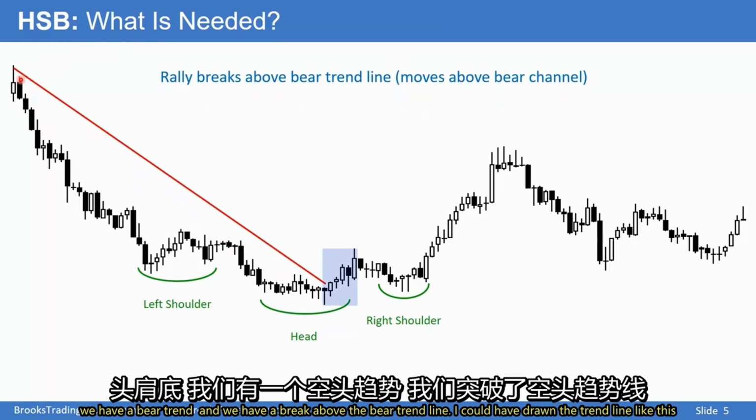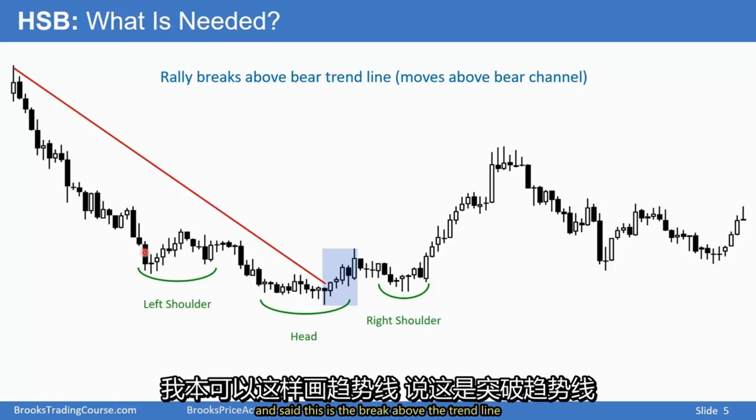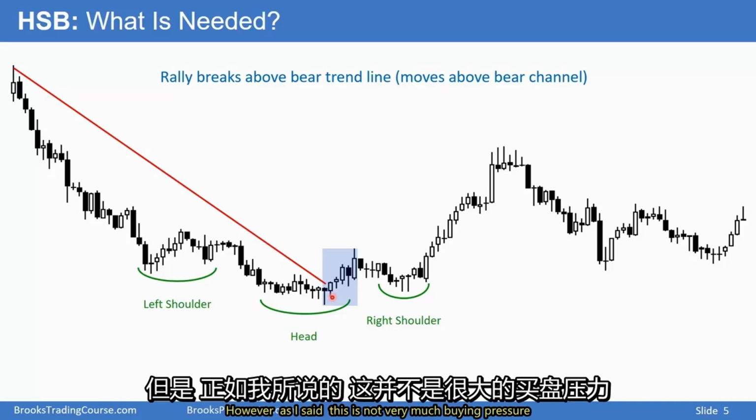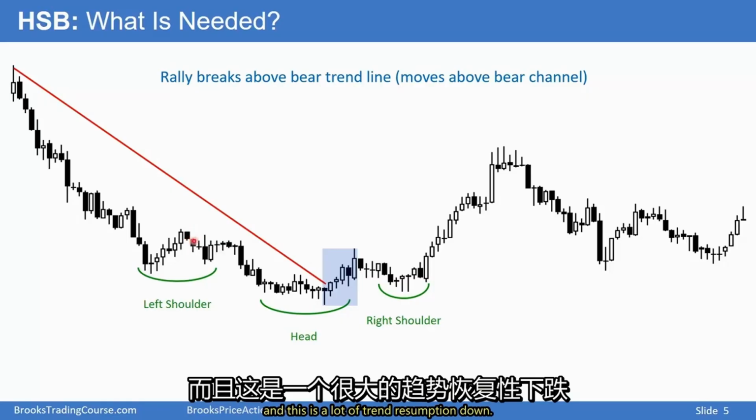Head and shoulders bottom, we have a bear trend, and we have a break above the bear trend line. I could have drawn the trend line like this and said this is the break above the trend line, and then call this a lower low major trend reversal. However, as I said, this is not very much buying pressure, and this is a lot of trend resumption down.